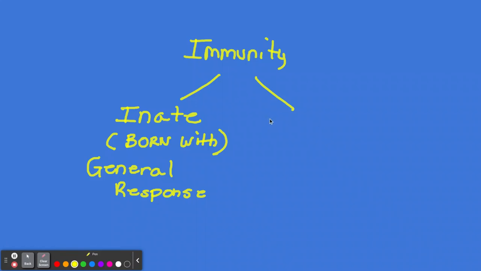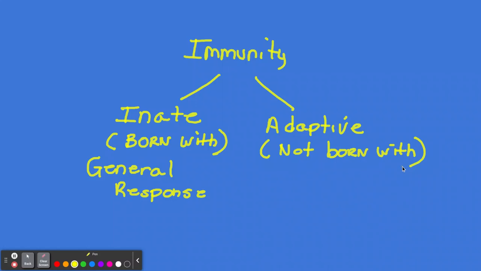So then we have, like we were talking about, adaptive. And you're not born with it. Not born with. So in this case, it's a specific response. So again, they're both using white blood cells. Different types of white blood cells are involved. So for example, let's say you get a splinter in your finger, you get some pathogen, you cut yourself. When you cut yourself, of course, your body's going to respond. White blood cells are going to come in and they're going to get rid of that pathogen, whatever it is, splinter. So that's an innate response.